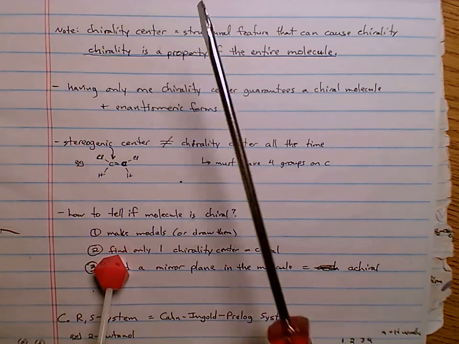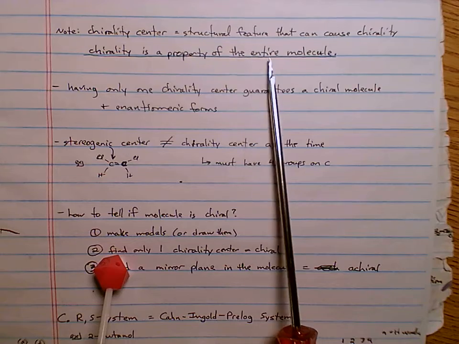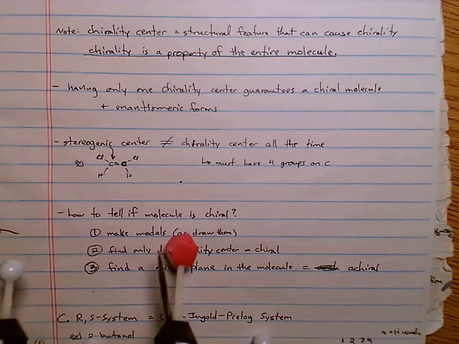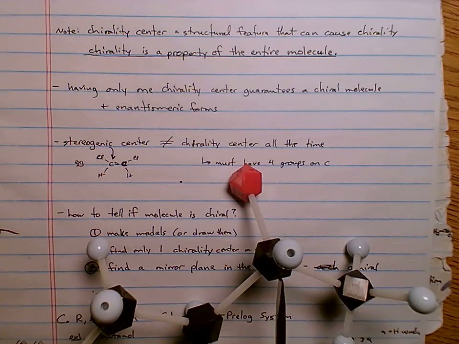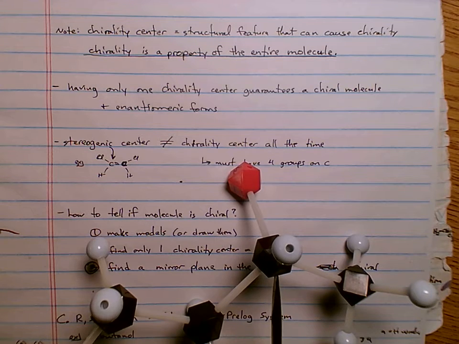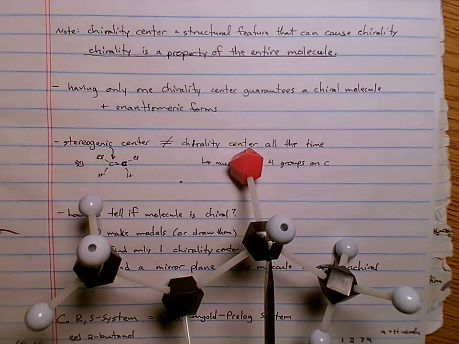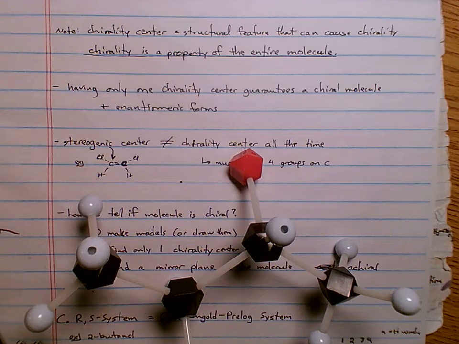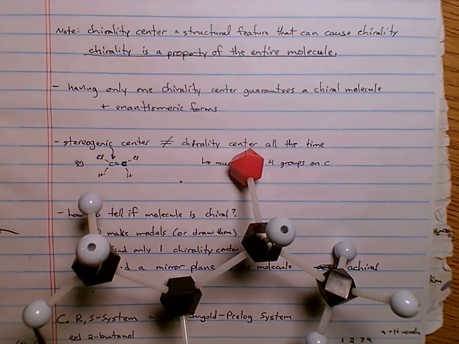But note, chirality is a property of the entire molecule. So we're saying that this is a chiral carbon. This carbon here is a chiral carbon because it has 4 different groups coming off of it. Because this molecule has one chiral carbon, the entire molecule is chiral. Remember, when you're talking about a non-superimposable mirror image, you're talking about the non-superimposable mirror image of the entire molecule. The entire molecule is chiral.